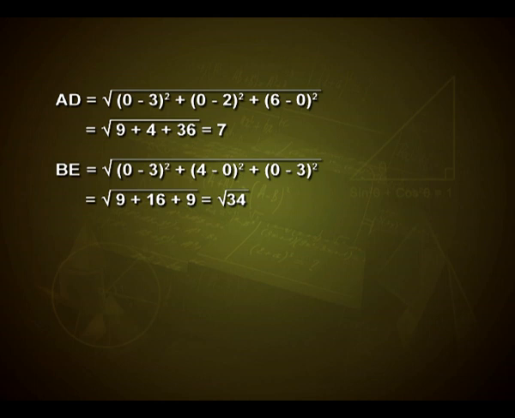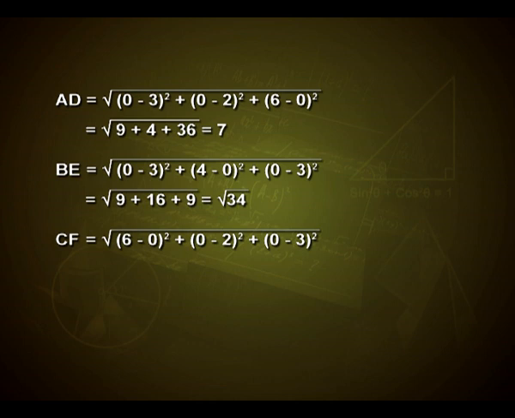Same way, the length of median CF can be calculated as square root of (6 minus 0) whole square plus (0 minus 2) whole square plus (0 minus 3) whole square, which gives us square root of 36 plus 4 plus 9, that is equal to 7.